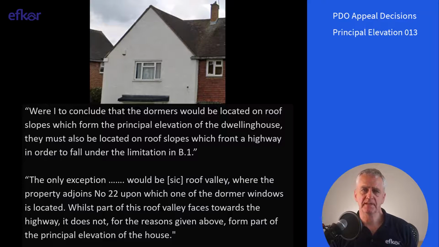My comment is that it appears that the inspector is unaware of the meaning of the term roof valley. By stating that part of the roof valley faces toward the highway, the inspector seems to understand that a roof valley is comprised of the two roof slopes that meet at right angles. A roof valley is in fact the gutter between such slopes. The rest of the phrase doesn't make sense.